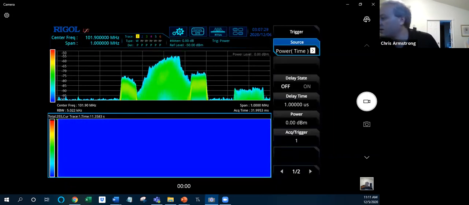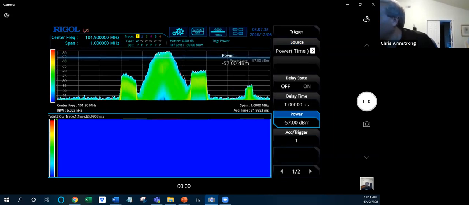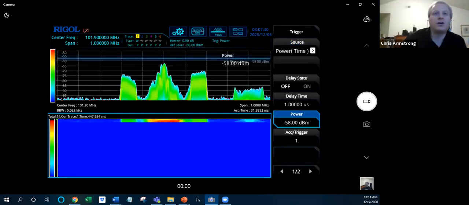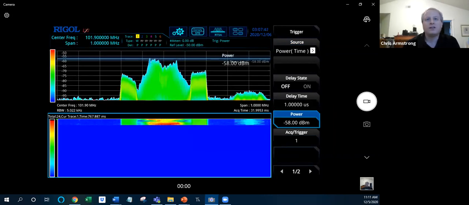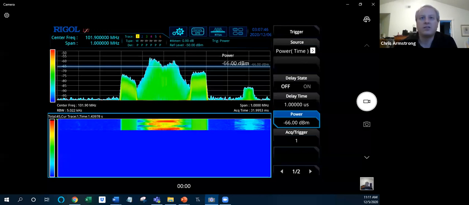Then of course there's a standard power level trigger. So you can also, as I come down into the screen, only capture your highest power signals instead of lower ones, or look at it in frequency space as well.